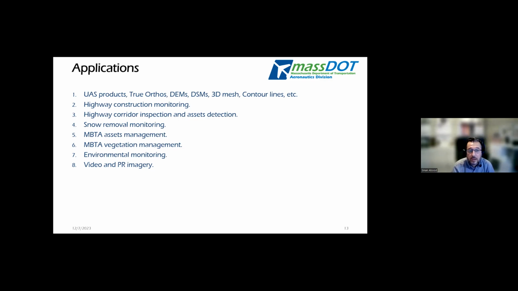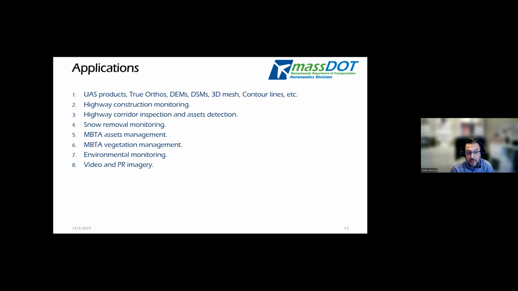We just developed and finished snow removal monitoring applications that we are trying to get ready for the winter season, so the highway and the MBTA can monitor certain locations for snow removal activities. We have an MBTA asset management application that we are currently applying to all MBTA routes across the state of Massachusetts. MBTA vegetation management is a potential project that we are working on in the research phase, and hopefully in the next couple of months we can put it into production.